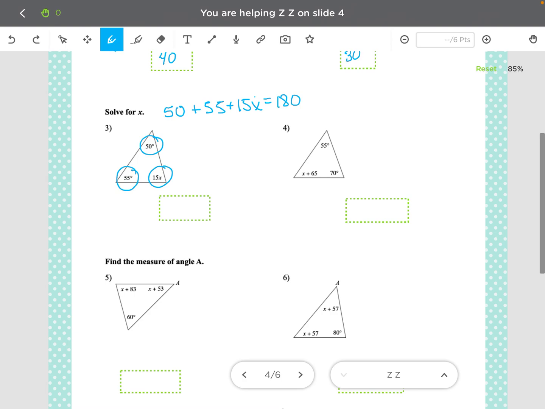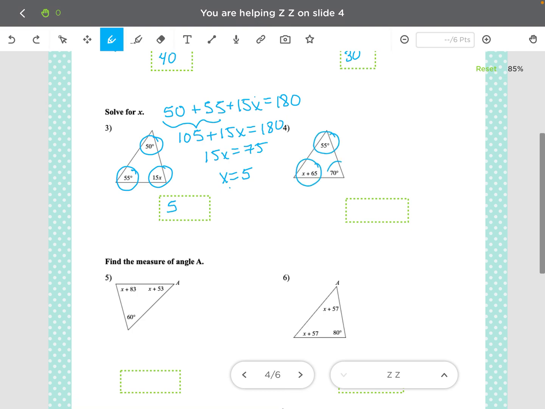So remember, set up an equation. We want to combine like terms first. So this is 105 plus 15x equals 180. And then go ahead and subtract 105 from both sides. And if you do that, you get 15x equals 75. And go ahead and divide by 15, and you're going to get x equals 5. And so 5 is what goes here.